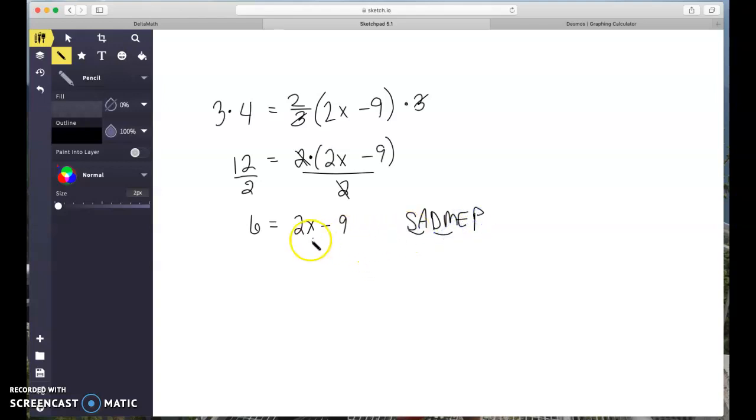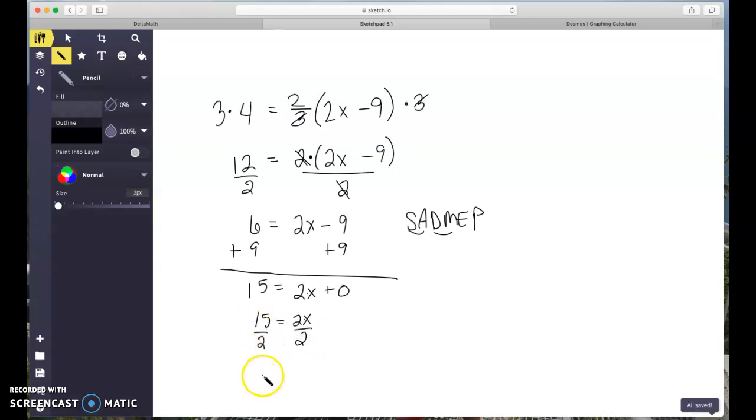So anyways, now we want to get rid of our added or subtracted term first. I'm going to get rid of that minus 9 by doing the opposite, which is plus 9. If I do it to one side of my equal sign, I do it to both. 6 plus 9 is 15, equals 2x. 9 plus 9 is 0, so 15 equals 2x. I'm going to get rid of that 2 by doing the opposite of multiplying by 2, which is dividing by 2. 15 divided by 2 doesn't divide nicely, right?